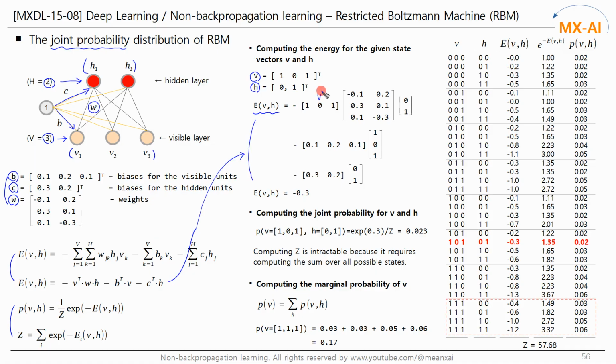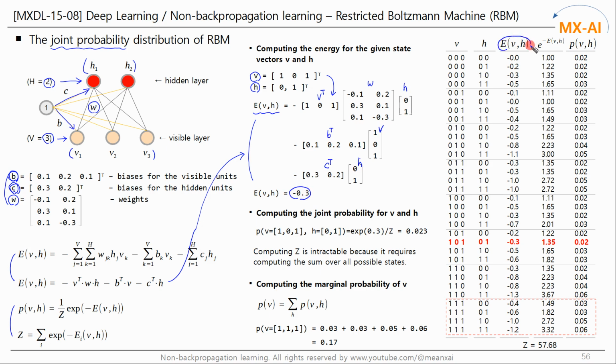This is the transpose of the vector v. And this is the weight matrix W. And this is the output vector h. This is the transpose of the bias vector B. And this is the input vector v. This is the transpose of the bias vector C. And this is the output vector h. If we calculate this, we get minus 0.3.